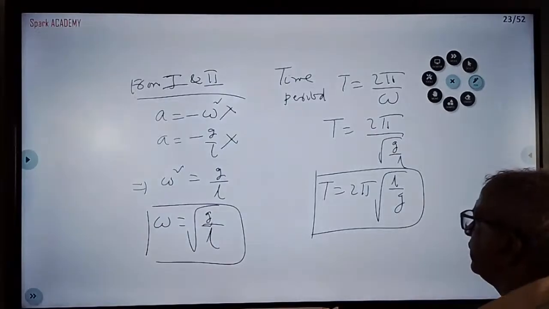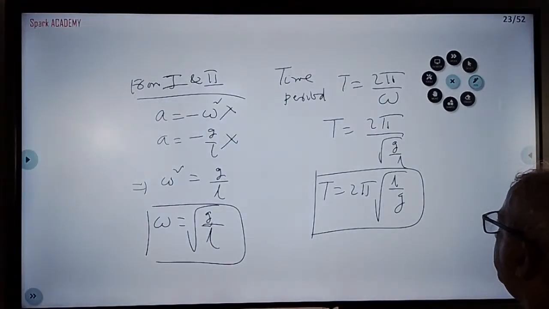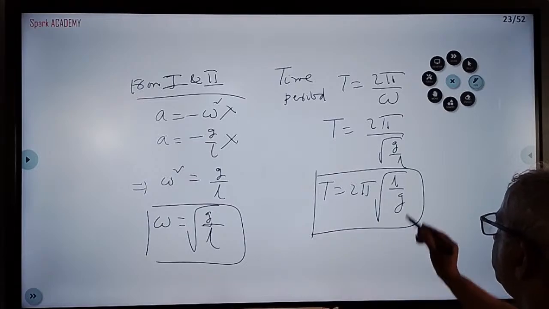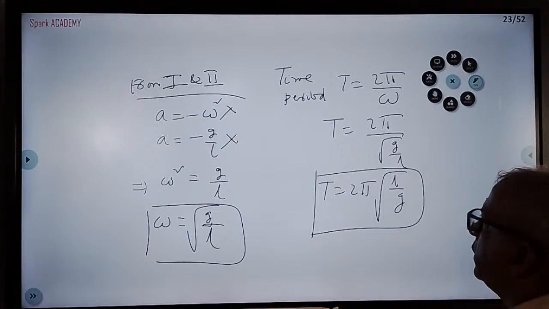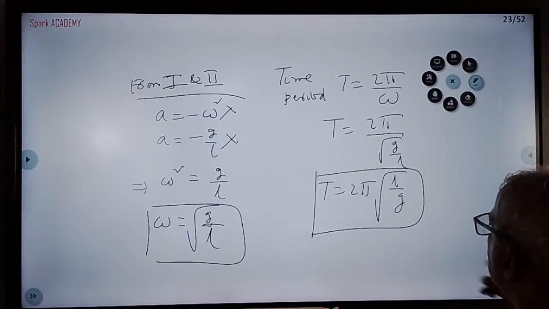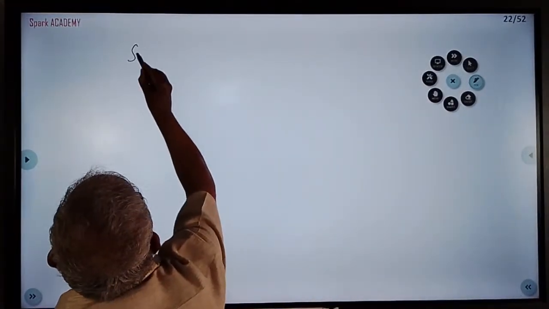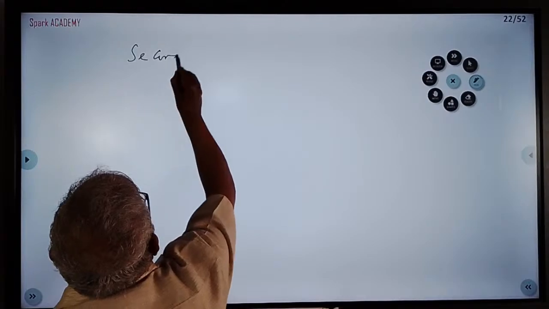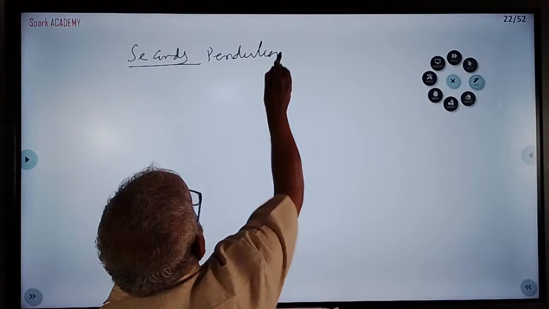In the derived expression, time period is 2 pi square root L by g, in which mass of the bob is not there. Time period of simple pendulum depends on length of the pendulum and acceleration due to gravity. Lastly, second pendulum definition is there. What is second pendulum? Up to this you are getting 6-7 marks.